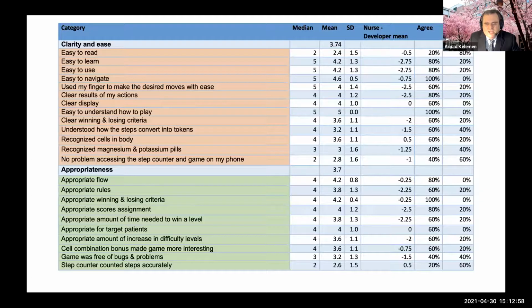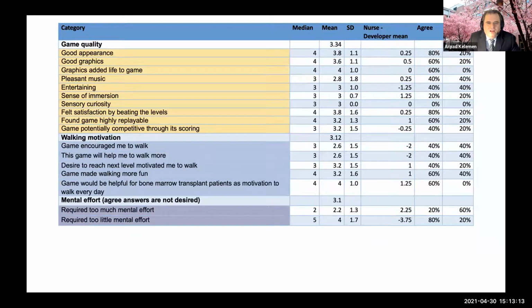Here we can see on the right side the means, the medians, the standard deviation, the difference between the two groups, and the percent agree and percent disagree with the individual statements from the expert usability group. Next slide, please. Here, additional areas are the game quality, the working motivation, and the mental effort.